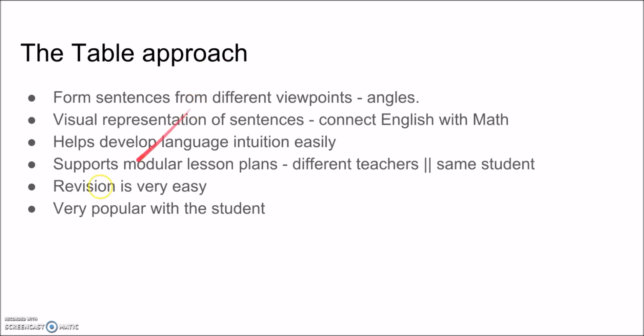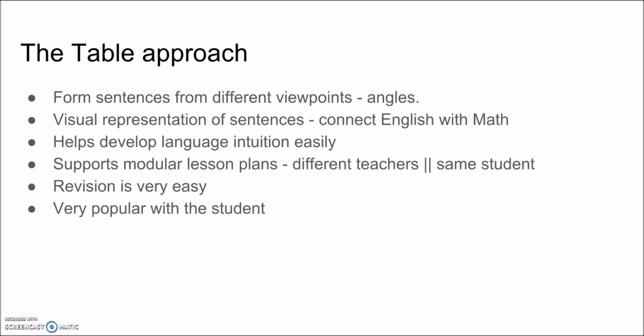The third point is an extension of the second point: because of this table approach, students develop language intuition quite easily. Intuition is very much required whenever you want to learn a new language. First speakers of a language, the Americans and the people from the United Kingdom, already know whether a sentence is right or wrong without knowing whatever grammar is going on behind the scenes.